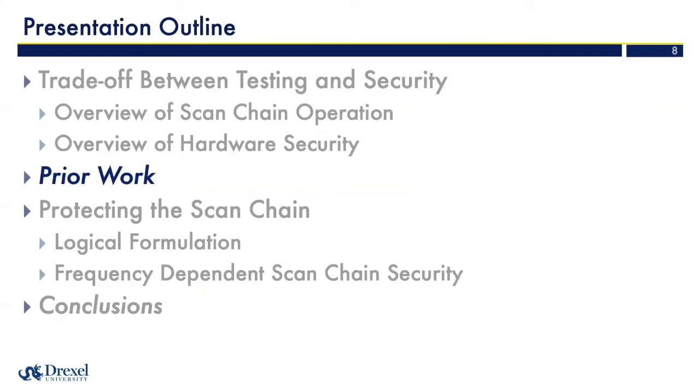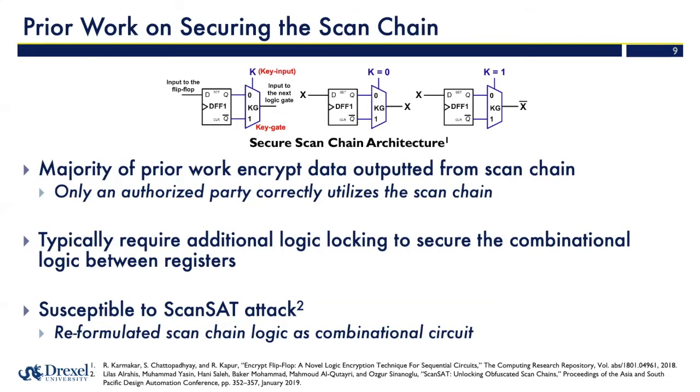So if we look at prior work on obfuscating the scan chain, most of the prior work focuses on encrypting the data outputted from the scan chain, so that only an authorized party correctly utilizes the scan chain. However, the actual obfuscation does not target the combinational logic between registers in the typical case, which means that you have to add extra logic locking to secure the combinational logic. In addition, you see attacks such as the ScanSAT attack, which can reformulate the scan chain logic as a combinational circuit to use multiple input-output patterns to attack the scan chain logic locking key.